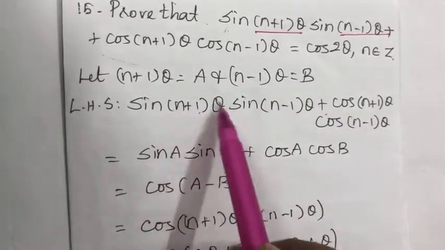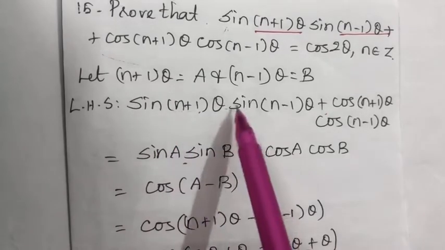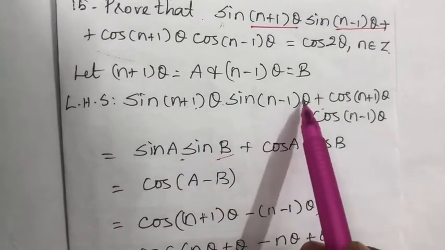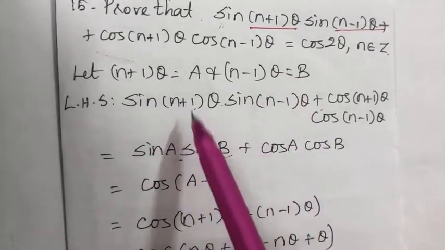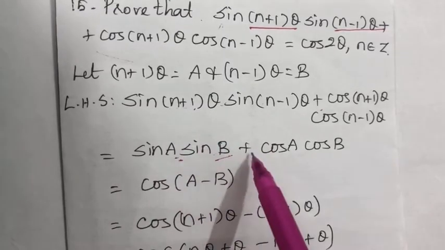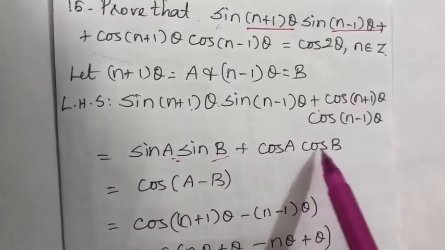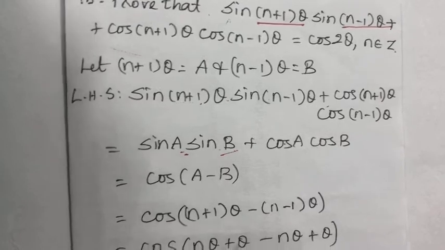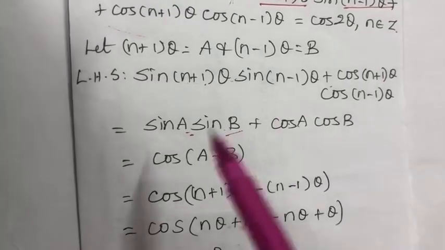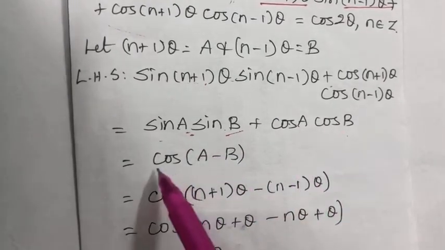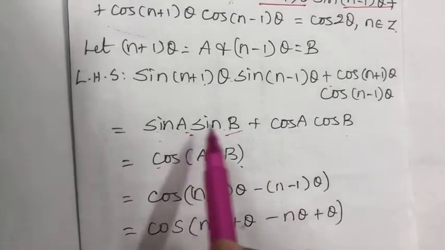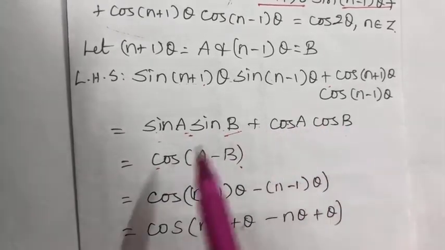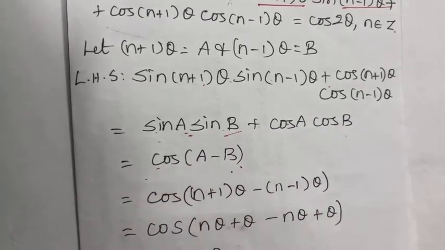So it is our A, right? So sin A, sin B. (n minus 1) into theta is B. So sin A into sin B plus cos A into cos B. What is the expansion? This is the expansion of cos (A minus B). So sin A sin B plus cos A cos B is cos (A minus B).